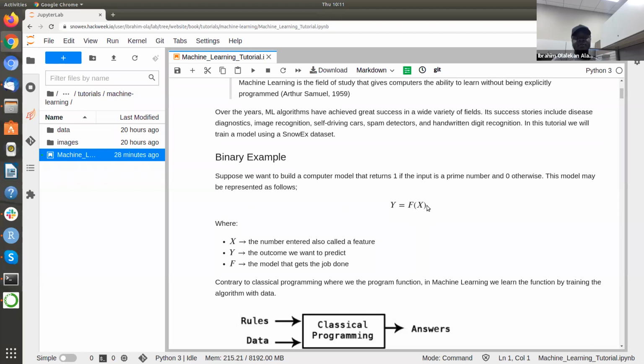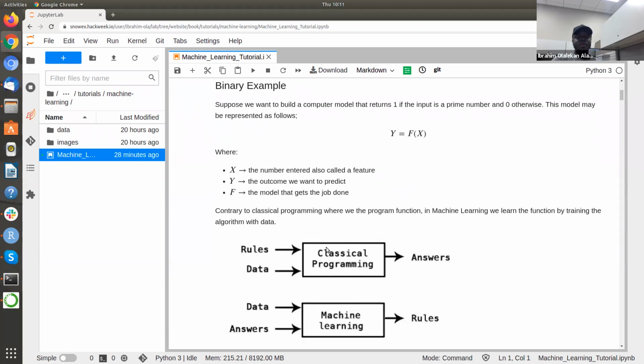For example, if I pass in 2 as my x, then my function is going to predict y as prime. And if I pass in something like 9, my function is going to predict y as not a prime. Let's assume we want to carry out this task in classical programming. Since we know what we want to do, we just write the rules. That is, we write a function that gives every prime number a prediction of 1 and every non-prime number a prediction of 0. This is how we would solve the problem in classical programming.